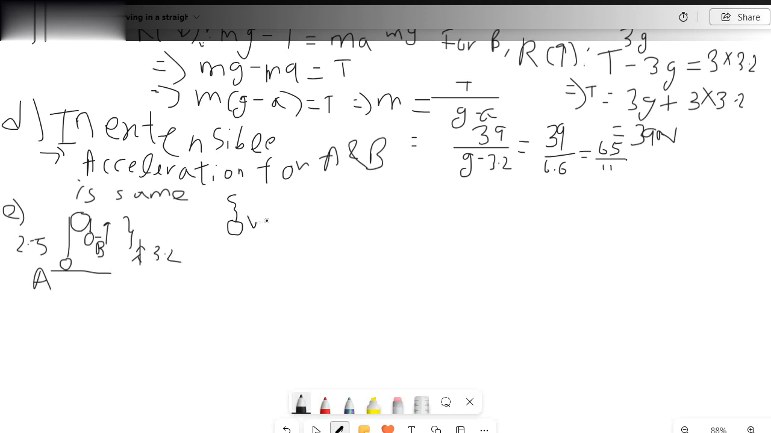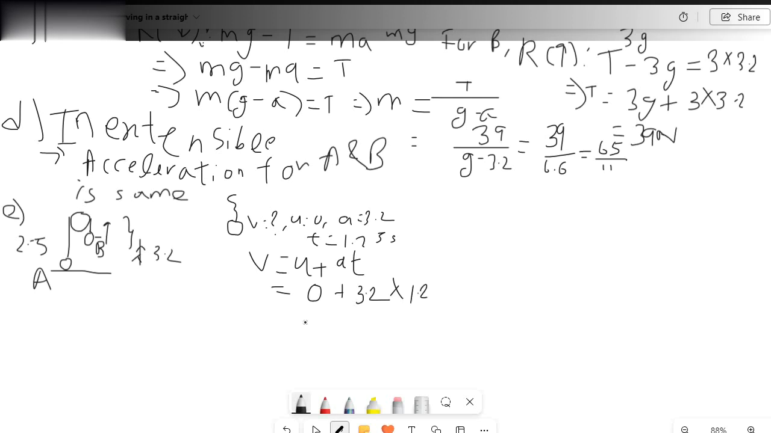We don't know v, but we know that initially it was 0, the acceleration is 3.2, and the time taken was 1.25 seconds as given in the question. So we can use the equation v equals u plus at to find the final velocity of B just as the string becomes slack. So u is 0, a is 3.2 multiplied by t, which is 1.25, and we get 4 meters per second.